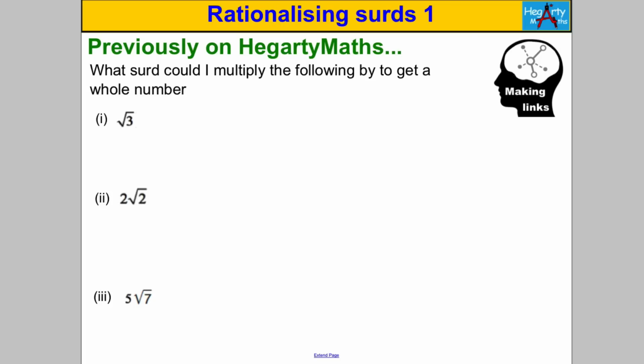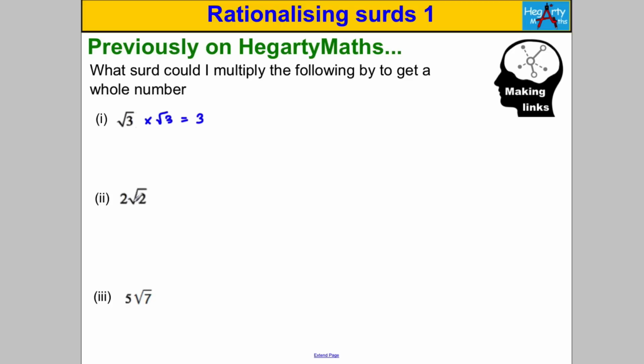Before we get going, let's link to something we've previously done on Hegarty Maths, in particular the video on multiplying with surds and brackets. What surd could I multiply the following by to get a whole number? Pause the video and check you know. Well, the easiest thing to multiply by here would be root 3, in which case I would get 3.